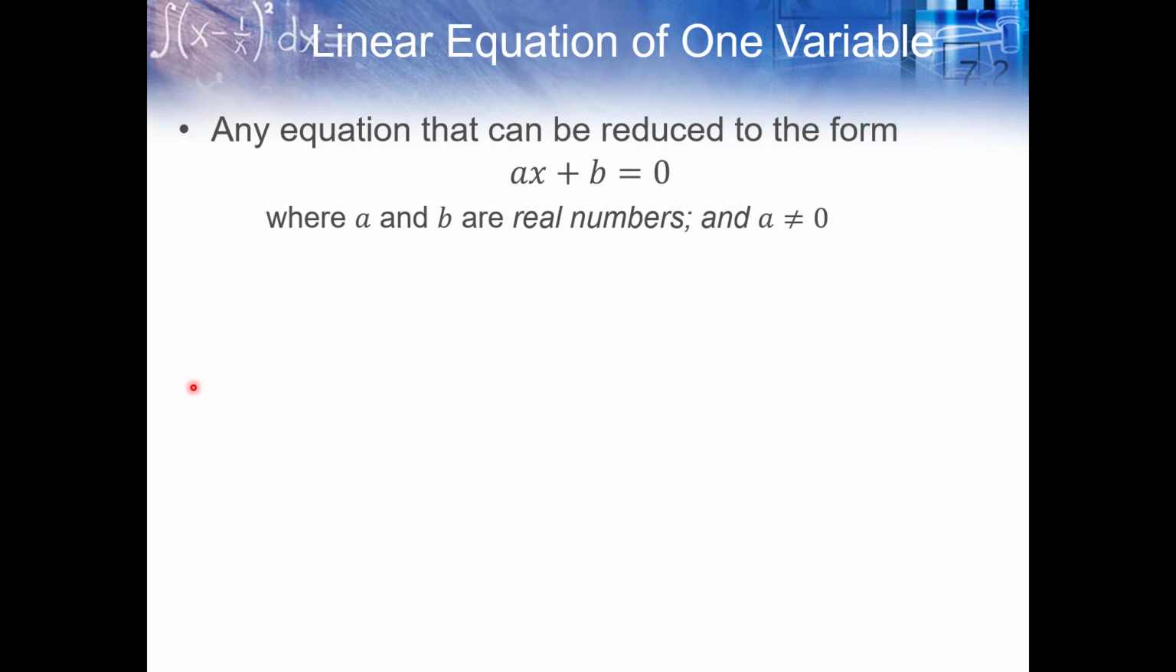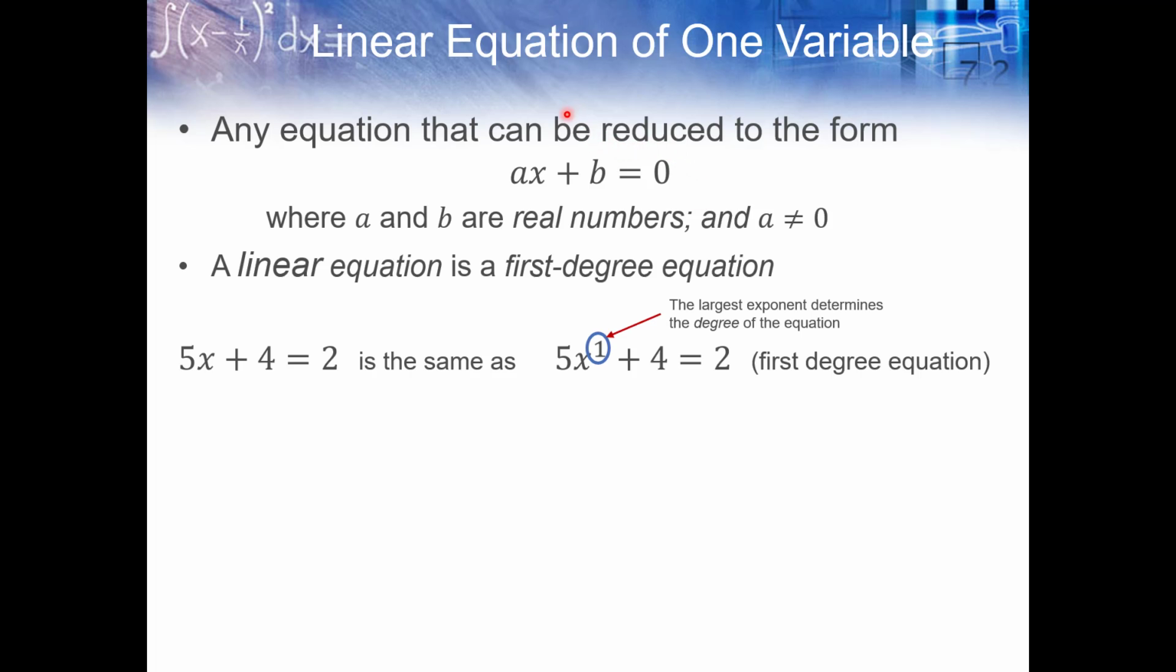Okay, now, any equation that can be reduced to this particular form, some number, we're going to call it a, times x, plus some other number b equal to 0, is what we would call a linear equation. As a matter of fact, this is a linear equation in one variable in what we call standard form. Furthermore, I want you to notice that a linear equation is what we call a first-degree equation.